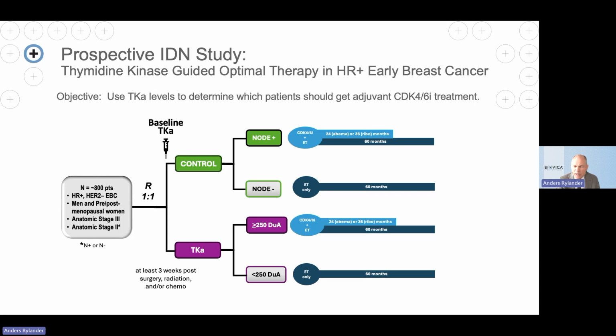If they need to have a more aggressive and powerful treatment, they will then be moved to the arm where you have the CDK4/6 inhibitor. And this way, the patients can get an optimal treatment, as well as avoiding unnecessary side effects, as well as costs are managed and resources are used in the best possible way.